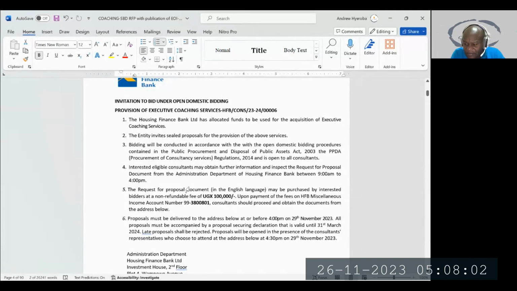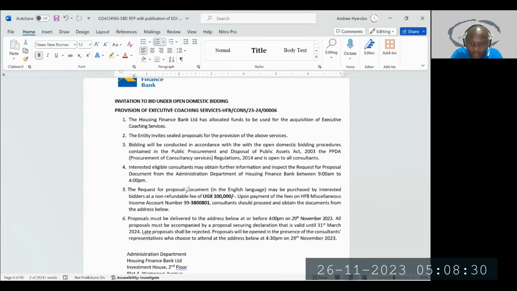I think it has gone up to about 300. Any bid below 200 or 300 million is available for open domestic bidding. If it exceeds that threshold, it means you can now open it up to international bidding. If you know that, that means your proposal should not exceed that amount. Otherwise, it may be considered, but you'll have an issue when it comes to the financials.